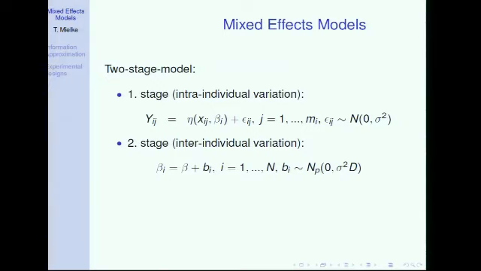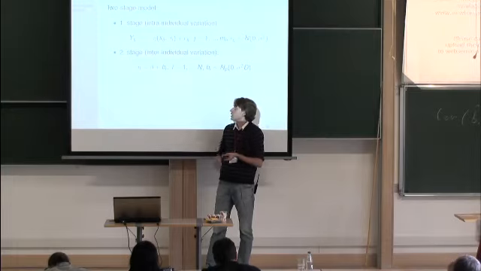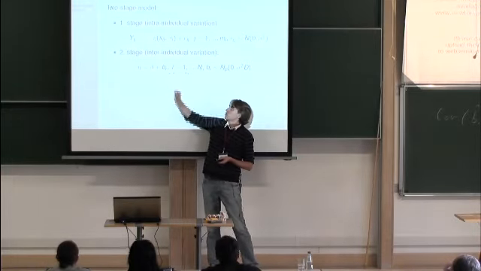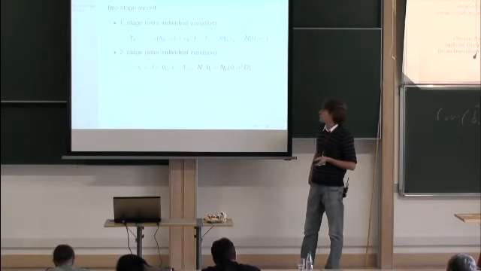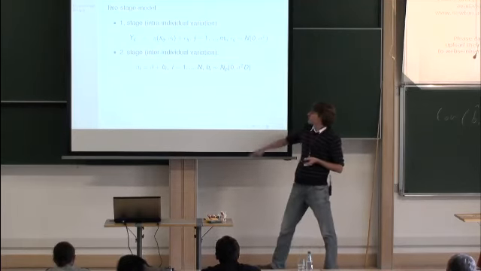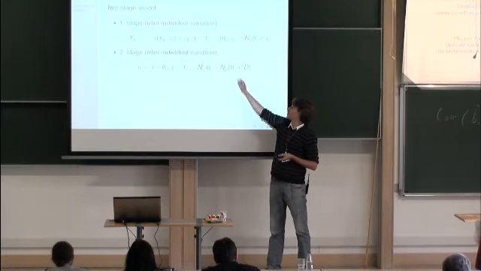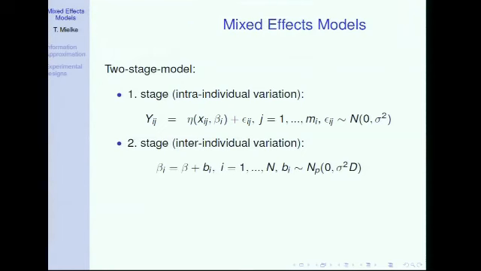The second stage is the inter-individual variation, where we assume that this individual parameter vector beta_i consists of a population part, a fixed part, which is the mean beta, and some random individual effect, which is here denoted as b_i. So I use a slightly different notation than Rainer did. These random individual effects are assumed to be normally distributed with mean 0 and variance matrix sigma squared D, and these sigma squares are the same.